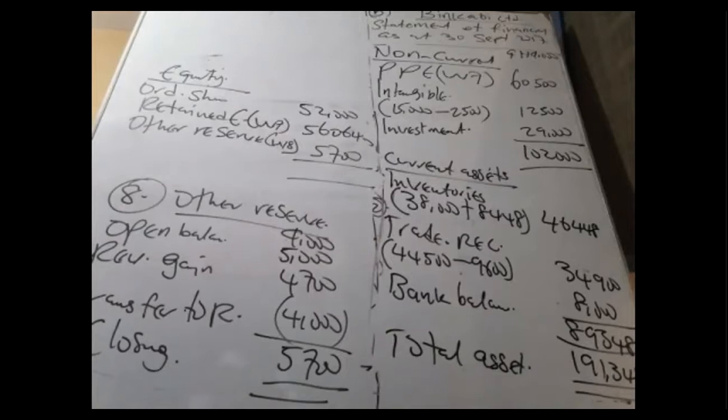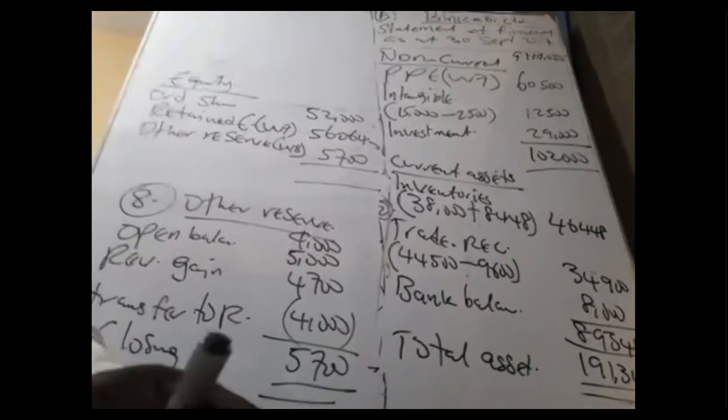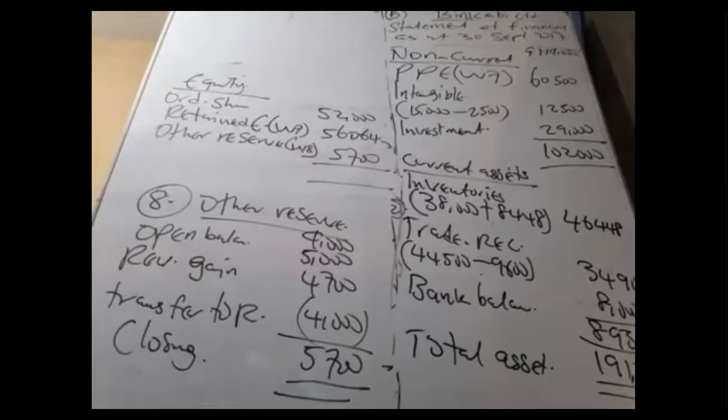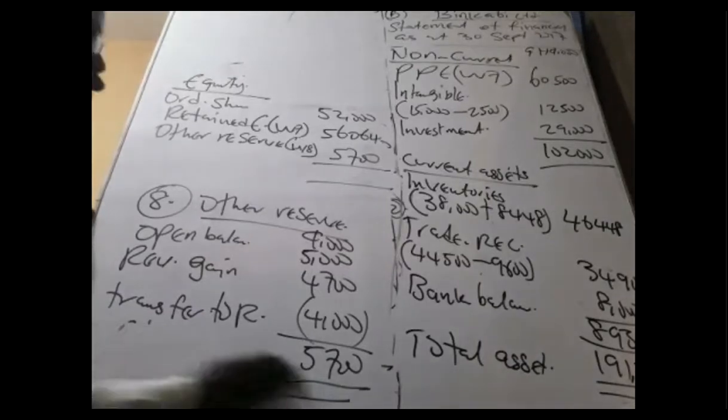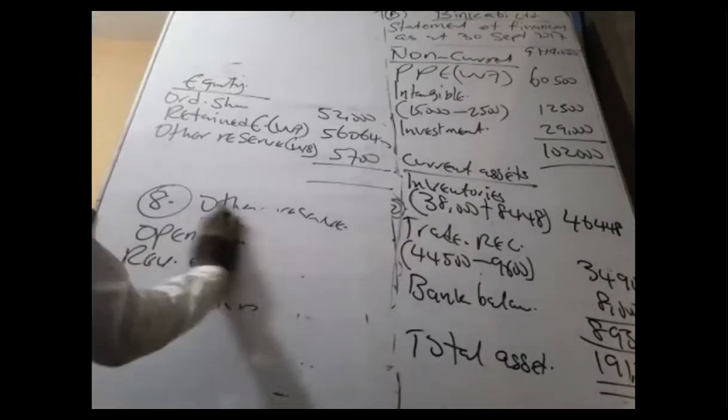Let's go to the liabilities. Can you add all the equity together? So this will be the closing balance, the transfer and the revaluation gain taken from it. Can you give me the total? In fact, I've done it already.